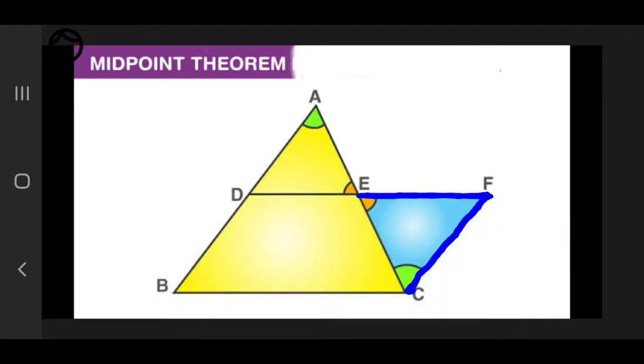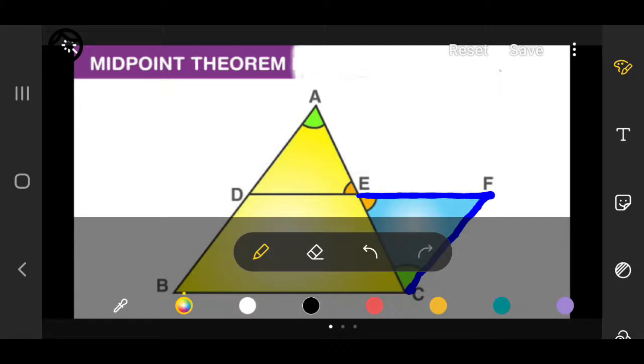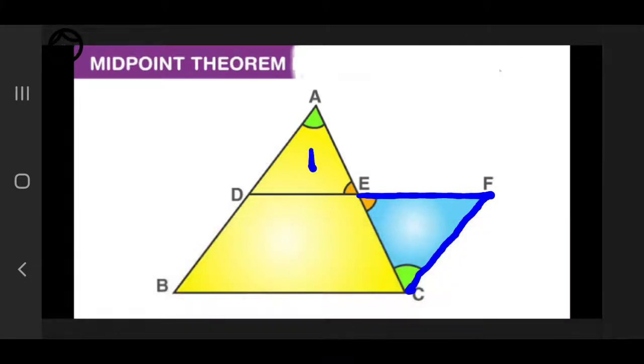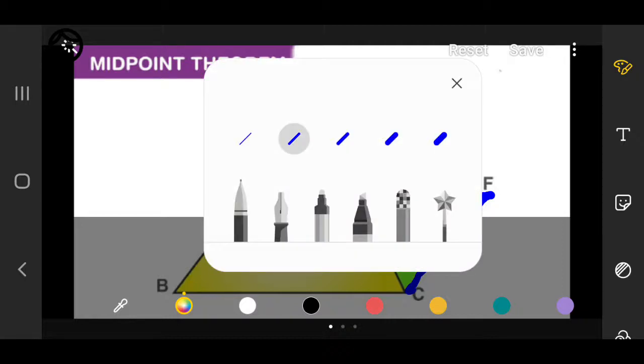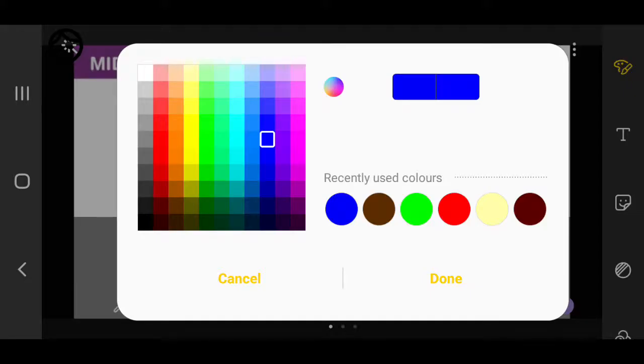Now you can see the two triangles formed. Consider triangle ADE and triangle EFC. Lines AC and DF are intersecting lines, so the angles formed there are vertically opposite angles, and you know that vertically opposite angles are equal.